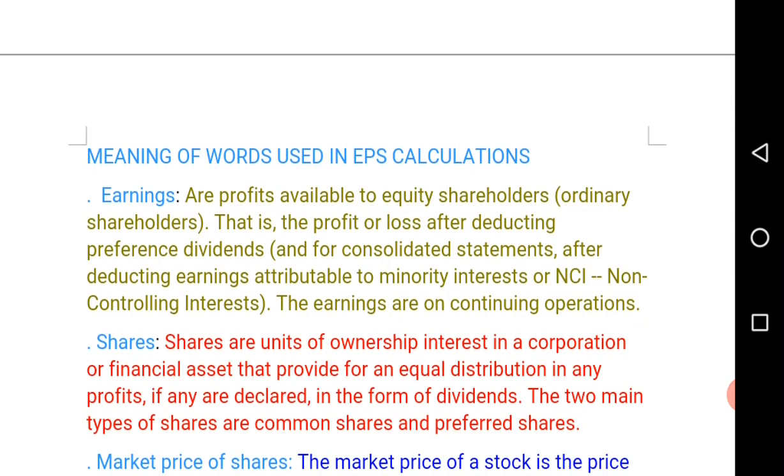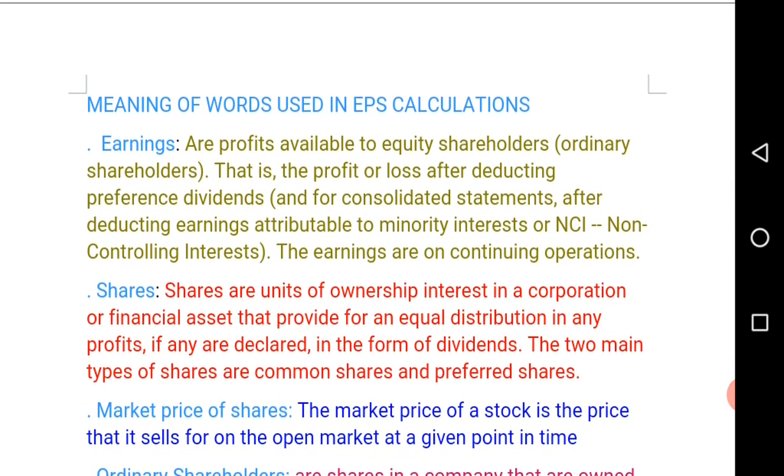Now we have here, and for consolidated statements, after deducting earnings attributable to minority interests or NCIs, and NCIs are non-controlling interests. Okay, now the earnings are on continuing operations. Now there are things to know here. Continuing operation, as we said before, is that we are only concerned with ordinary equity shareholders.